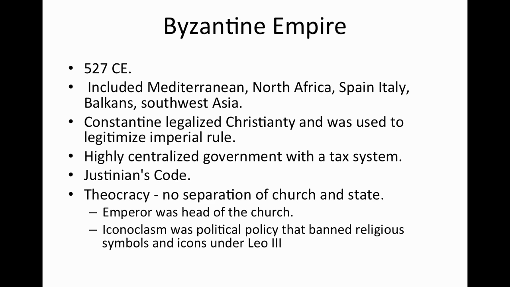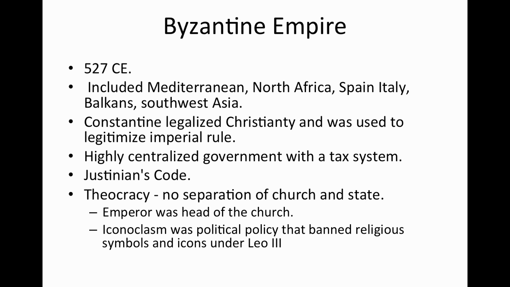It's the old Eastern Roman Empire that was founded by Constantine. 527 CE, it included the Mediterranean, North Africa, Spain, Italy, Southwest Asia, the Balkans, which today would be like Croatia or Serbia. Constantine legalized Christianity, so that was very important, right? He's going to establish the Eastern Orthodox Church, and this was used to legitimize imperial rule. So going forward, the Byzantine Empire would be a theocratic government. It was highly centralized with a tax system like Rome.